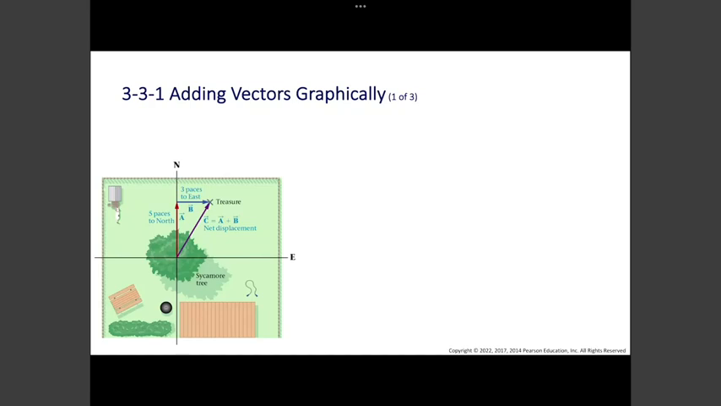So if these two displacements are represented by vectors A and B, as in this figure, the total displacement from the tree to the treasure should be given by the vector C. So we say that C is equal to the vector sum of vectors A and B.